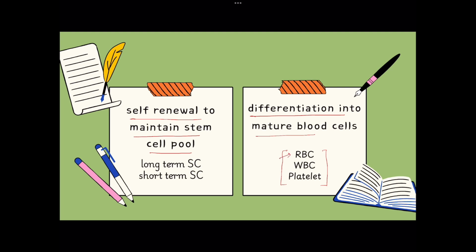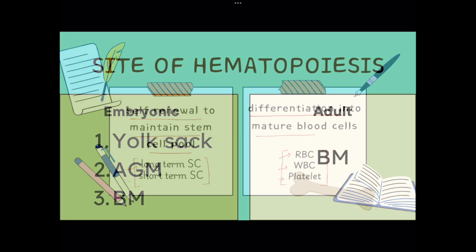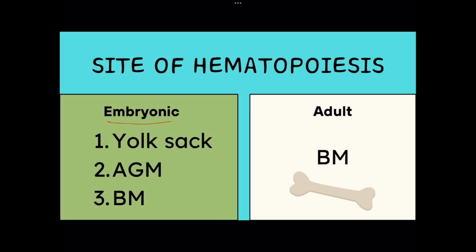There are two types of stem cell. One is long term stem cell, another is short term stem cell. Long term stem cells remain quiescent and short term stem cells have higher proliferation capacity. Hematopoiesis can be divided into two, embryonic and adult. Embryonic hematopoiesis first starts at the yolk sac. This is not definitive hematopoiesis, only erythropoiesis at the yolk sac at the third week of intrauterine life.